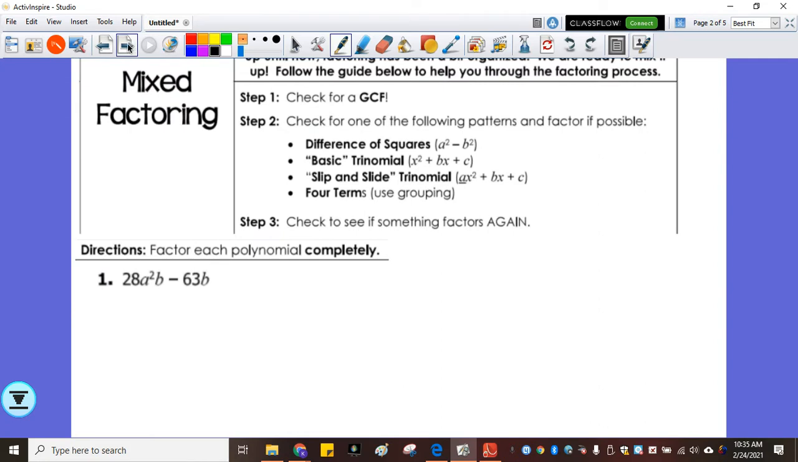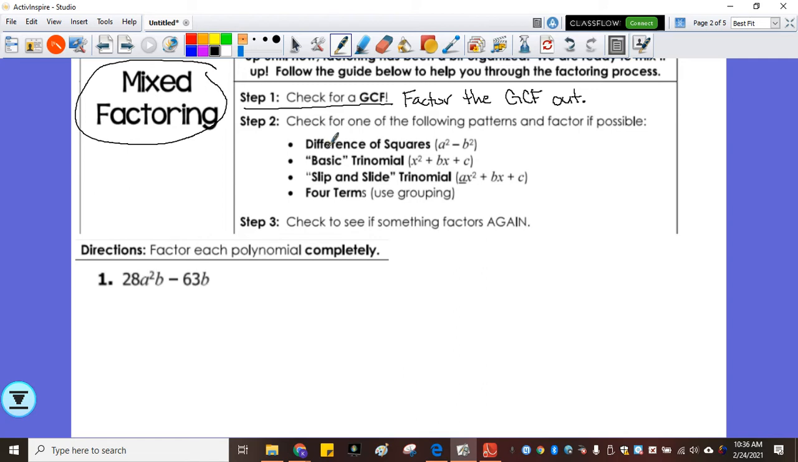So our notes today, we're going to do mixed factoring. So that's what you should write, mixed factoring. And the first thing you have to do is check for a greatest common factor. If there is one, we have to factor that out. And then after that, we still have to keep going. Like that was one whole day we spent on greatest common factor. We did that. Now we're gonna keep going to our other days.